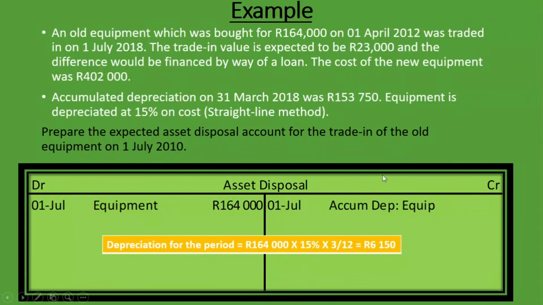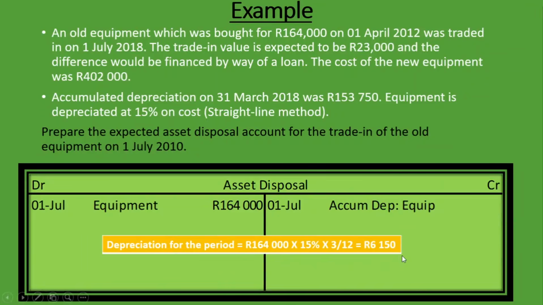So now that we know it's 3 months, let's do the actual calculation. The depreciation for the period is 164,000 Rand, which is the cost of the asset. Because it's the straight line method, we use the cost of the asset, or we are told here also it's on cost, so it's 164,000 Rand times 15%, because it's depreciated at 15% on cost, and then we multiply that by the number of months which we had the asset before we disposed of it. So we'll multiply that by 3 months, divide by 12 months, and we get depreciation for the period of 6,150. Now that is the depreciation from the 31st of March 2018 to the 1st of July 2018 when we traded in the equipment.